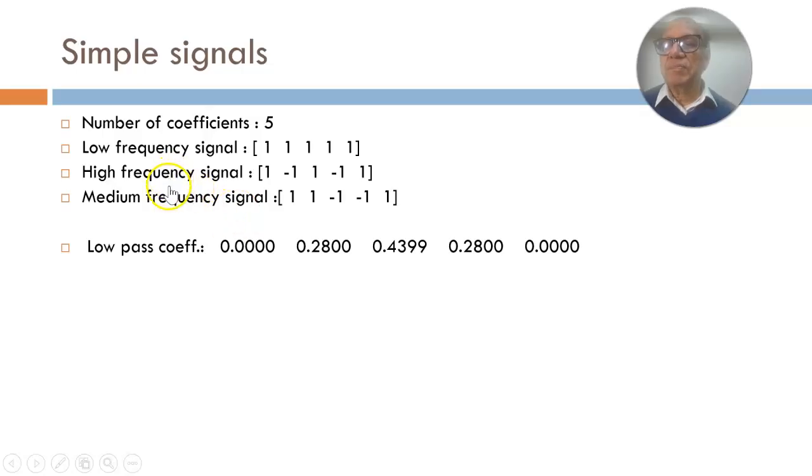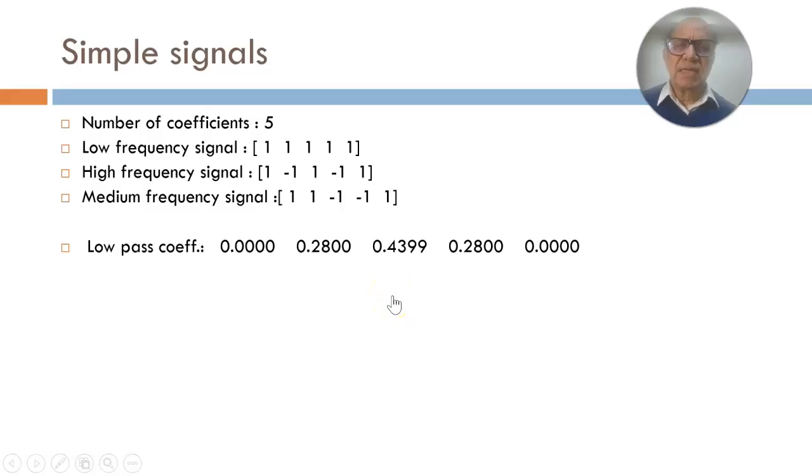But suppose you consider the high frequency signal, then what will happen? 1 into 0 is 0, minus 1 into 0.28. So this will give you minus 0.28. This gives you plus 0.4399. And this again gives you minus 0.28. So you find that because the high frequency signal has a number of negative values, some of the products are negative, some are positive, and therefore they tend to cancel and you will get low values.